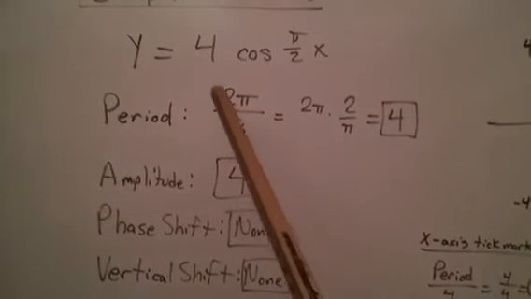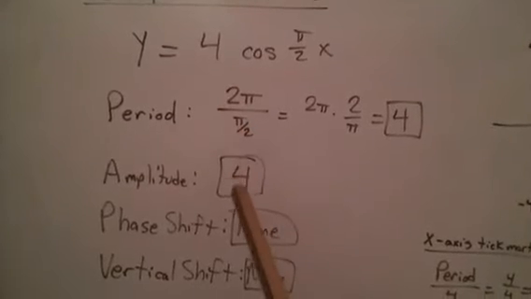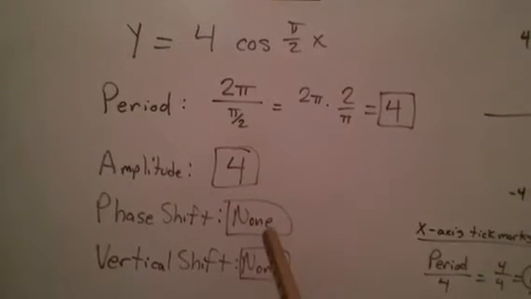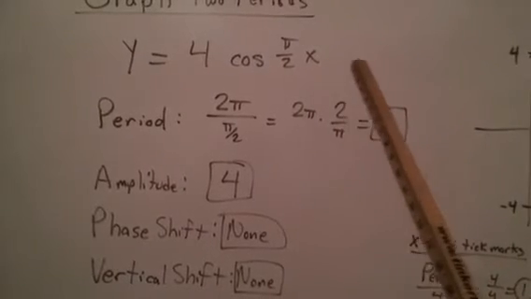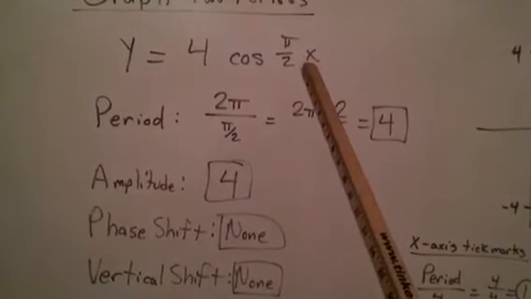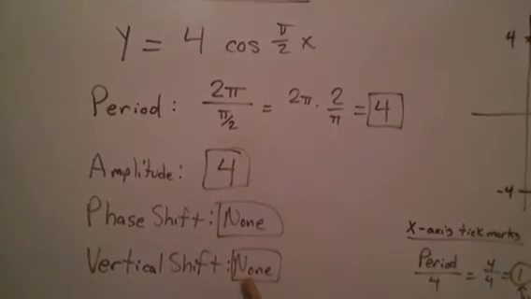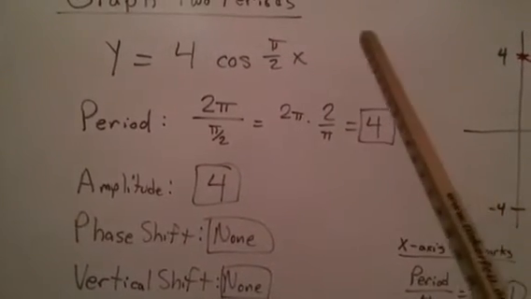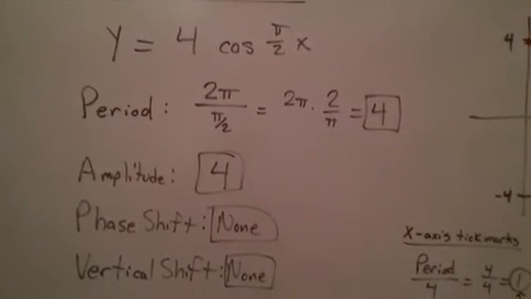The amplitude is 4. The amplitude is the number in front of the trig function. The phase shift is none because there is no parentheses and we're not adding or subtracting anything inside of a parentheses. And the vertical shift is also none because we're not adding or subtracting anything to the function. So now we're ready to graph.